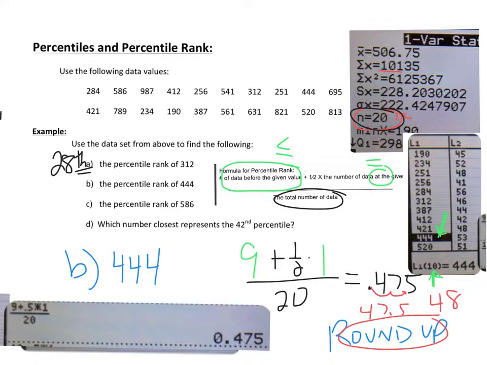So what does that mean? That means the data value 444 is in the 48th percentile. Notice I didn't write 48%. Sounds like it's nitpicking, but it's not. Here the percentile rank of 444 is the 48th percentile. Take a minute, try to find the percentile rank of 586 on your own.